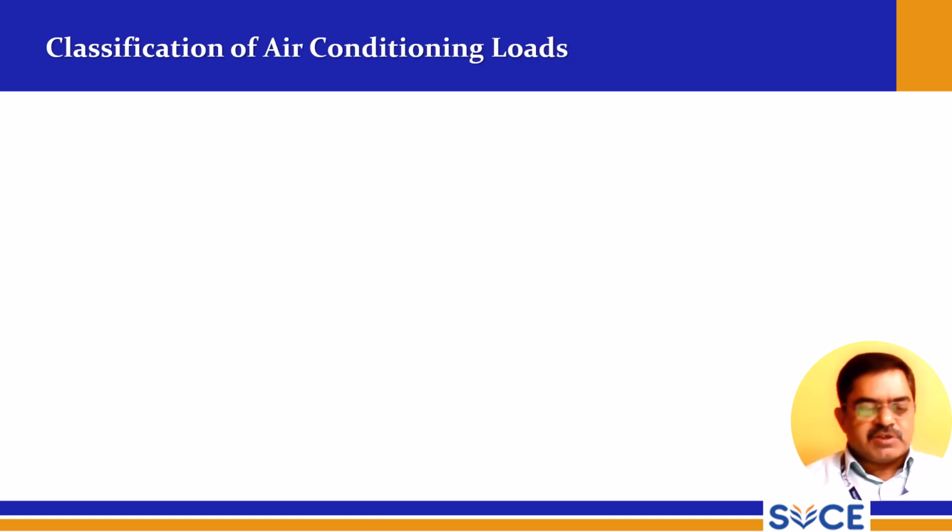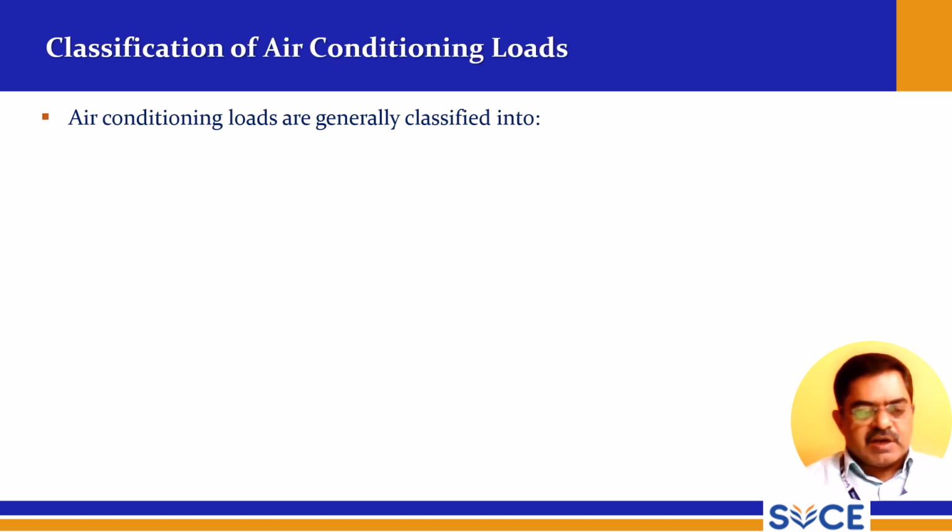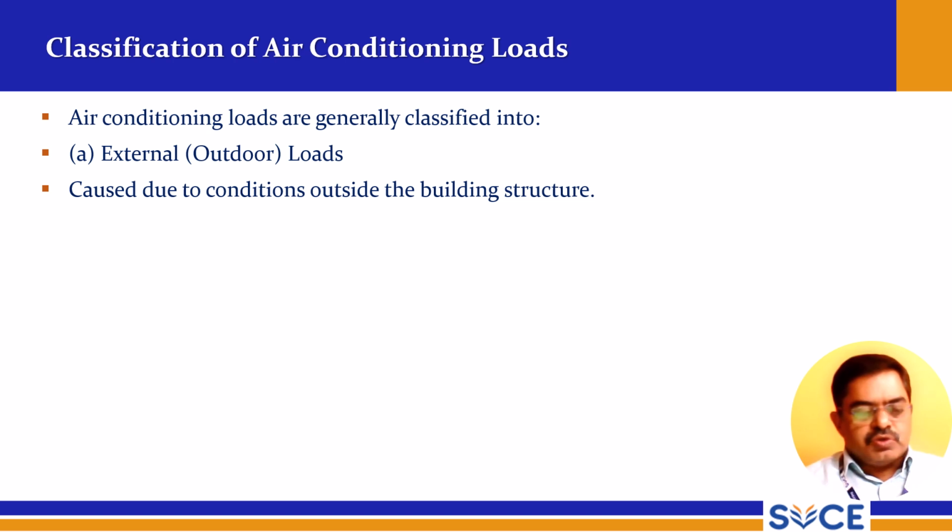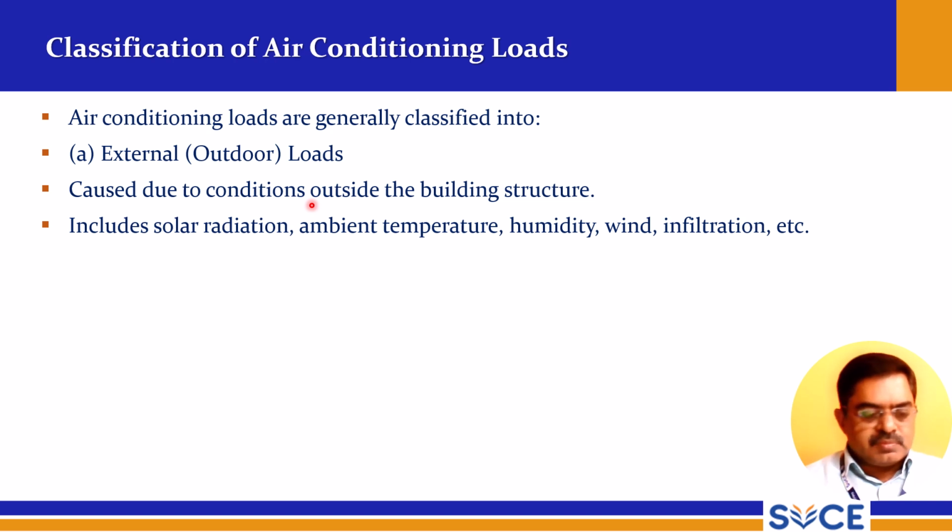Classification of air conditioning loads. Air conditioning loads are generally classified into external, that is, outdoor loads, caused due to conditions outside the building structure. Whatever is happening outside the building, that is, climatic changes, is nothing but the external load. It includes solar radiation, ambient temperature, humidity, wind, infiltration, etc. And the next one is internal load.